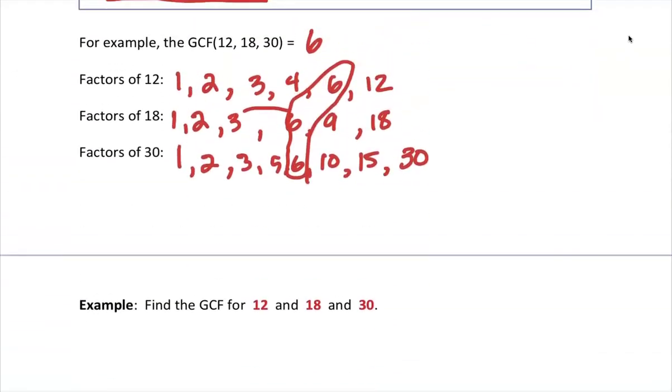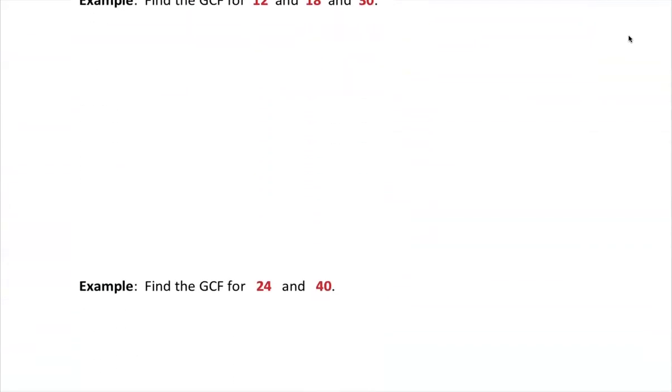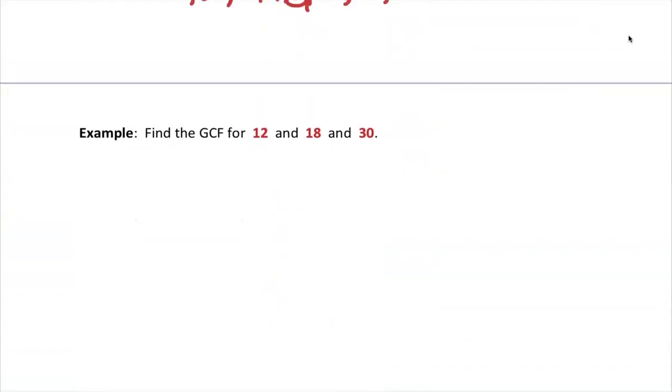Okay, so that's one way to find the GCF. It takes quite a bit of time to list all of the factors of multiple numbers. Let me show you a different method.